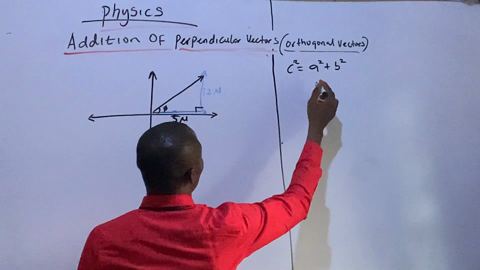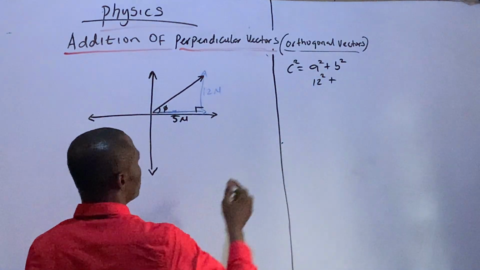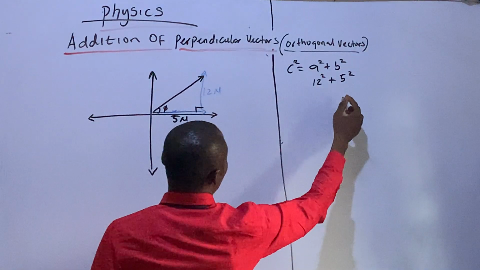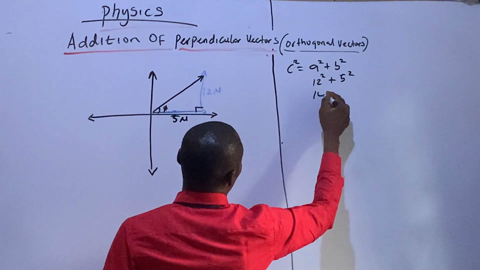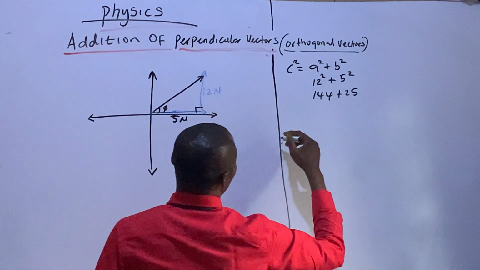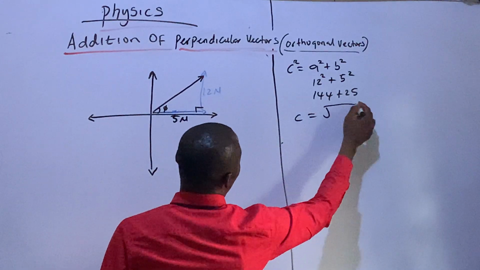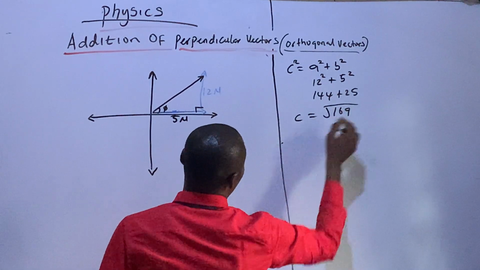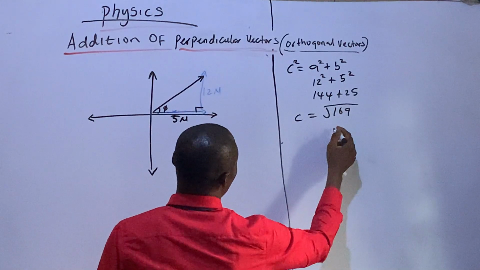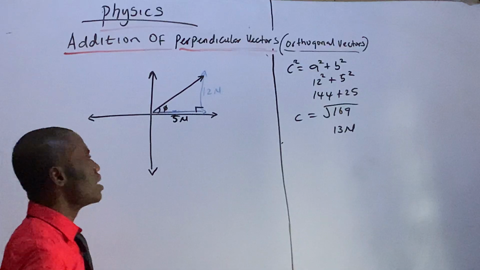Now, a squared is 12 raised to the power of 2, b squared is 5 raised to the power of 2, and I know this to be 144, and then this to be 25. When you add them together, c squared is equal to 169, and then when you do the math, you're going to have 13 Newton. All right, that is the magnitude.